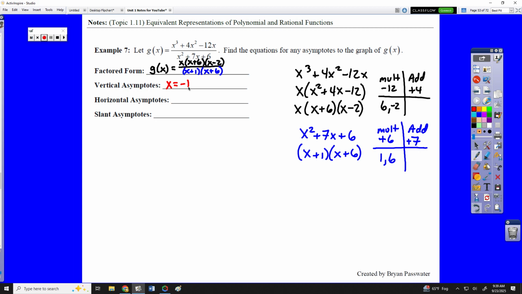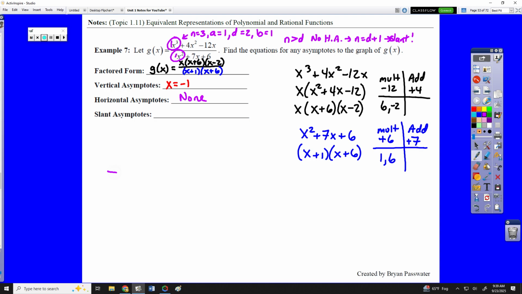So what we need to do is look at the lead term of our numerator and the lead term of our denominator. In this case, we have n is 3, a is 1, d is 2, and b is 1. Since n is greater than d, we do not have a horizontal asymptote. And since n is exactly 1 more than d, we have a slant asymptote. So there is no horizontal asymptote. We're going to write a none on that line.